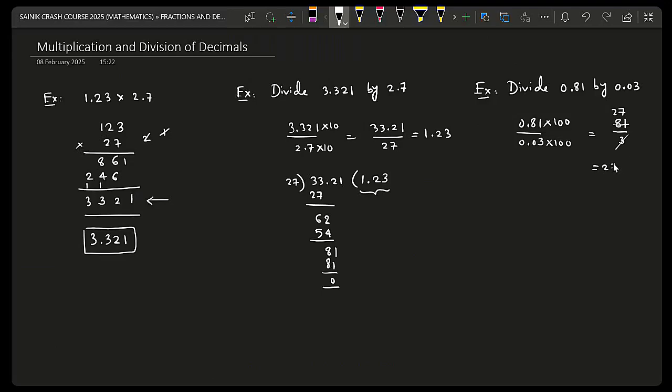So this is how we can do multiplication and division of decimals. We'll take more examples from previous year questions also. But before that, you copy all these 3 examples.